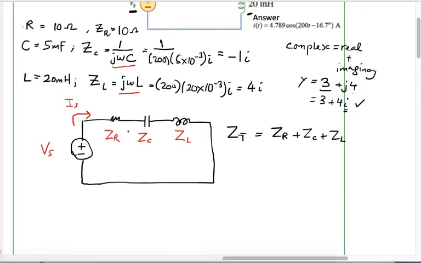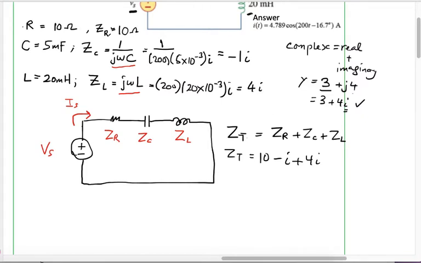That's it. And if you have something in parallel, you also have to add them like the one that you did with parallel resistors, to calculate the total resistance. So you want to calculate the total impedance. Your ZR is 10, ZC is minus i, and your ZL is plus 4i.